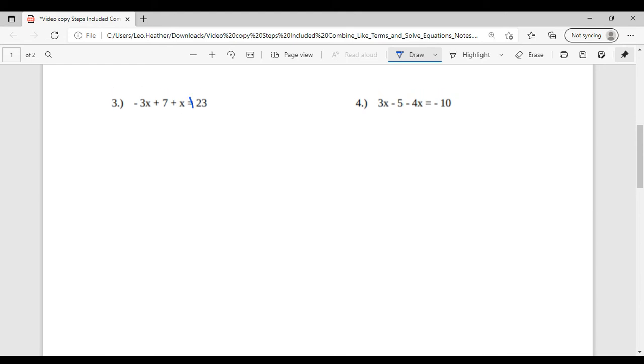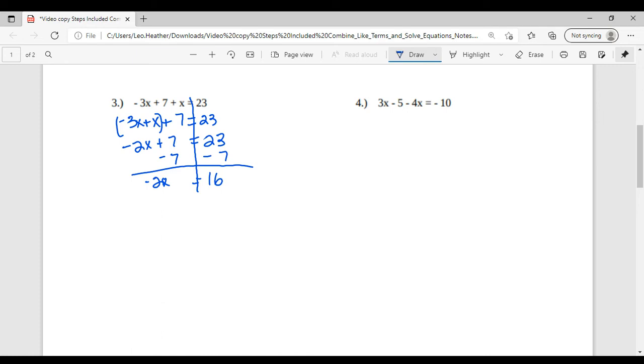So number 3, I'm going to combine negative 3x plus x because those are the like terms on the left-hand side. You don't have to rewrite this step every time, but I just want to show you that those are the two terms that I'm combining. So negative 2x plus 7 equals 23. Subtract 7 from both sides. And then divide by negative 2. X equals negative 8.